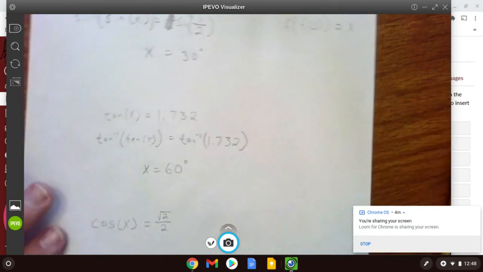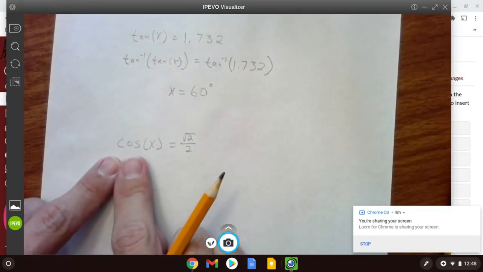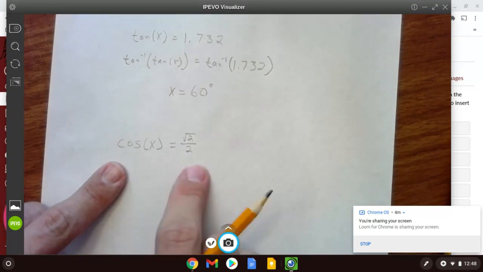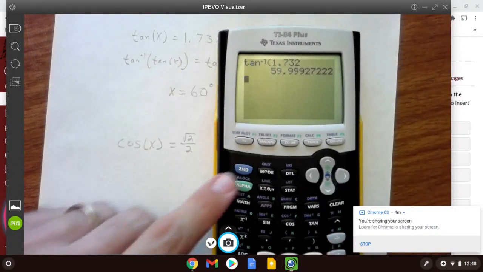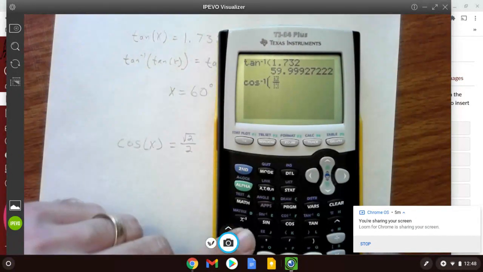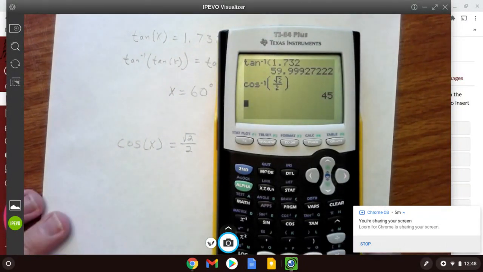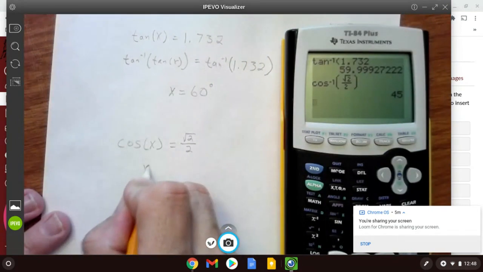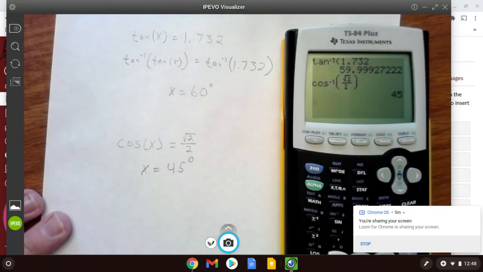And then this time here, it's a cosine of what angle gives us √2 over 2. So I'm going to do the inverse cosine of √2 over 2, which gives us 45 degrees. So the x, whatever number you were actually trying to figure out, the angle, is equal to 45 degrees.